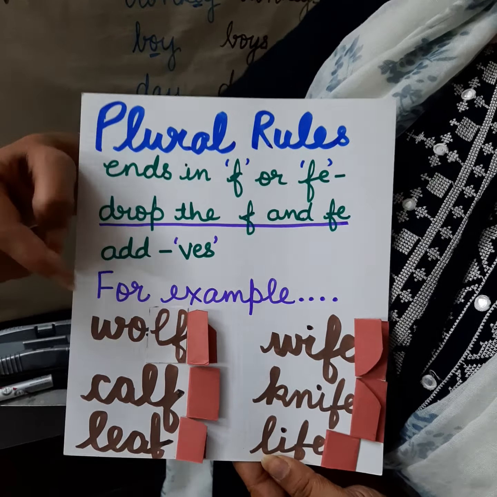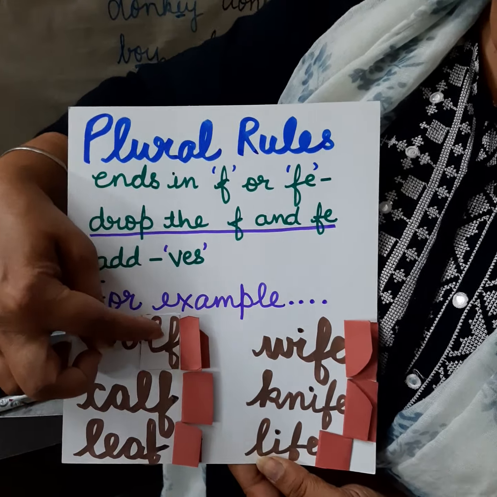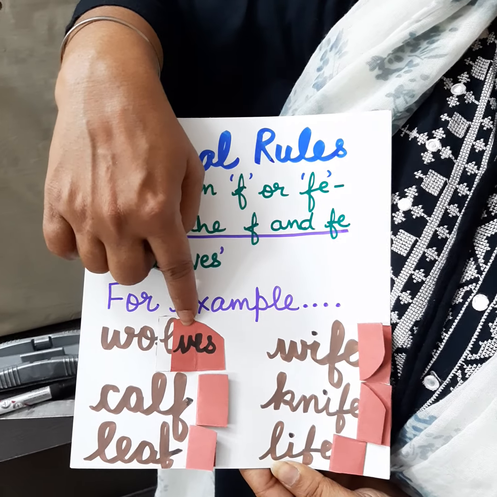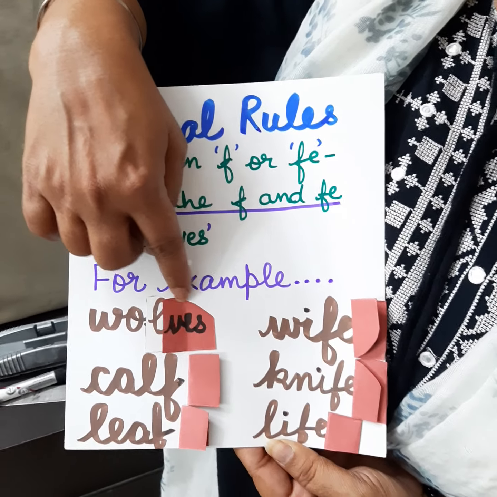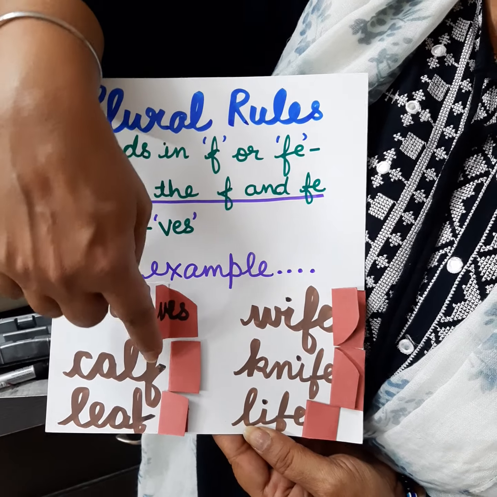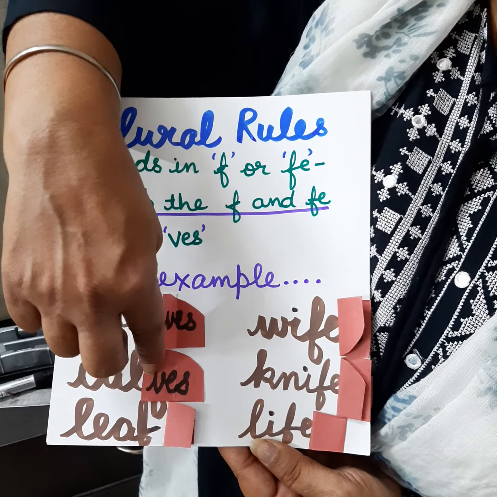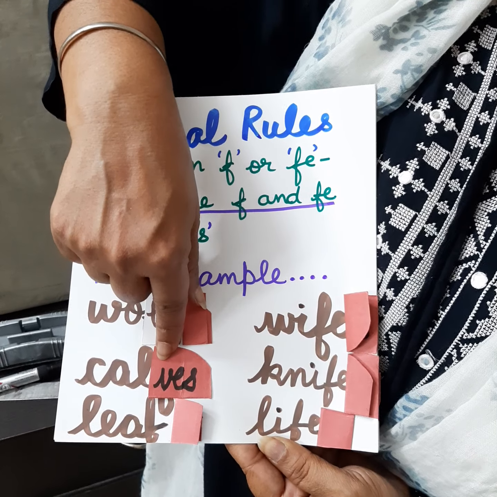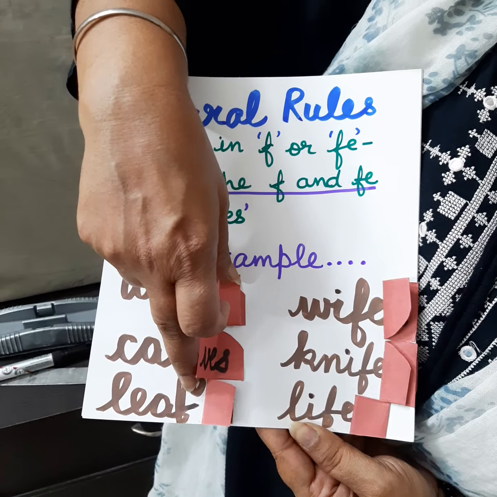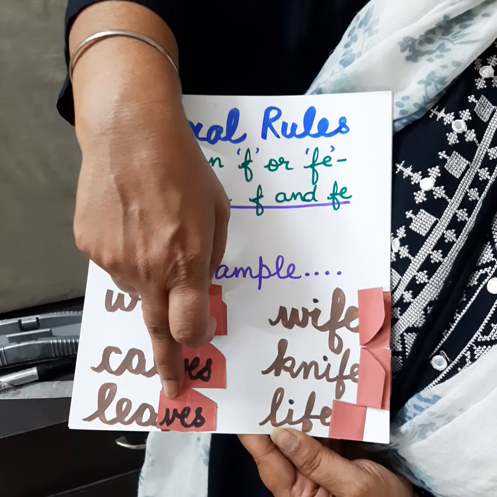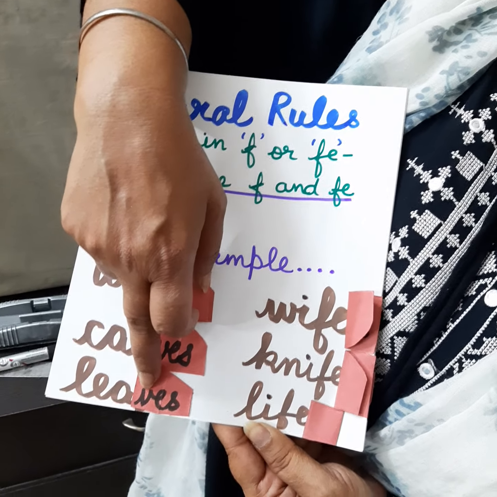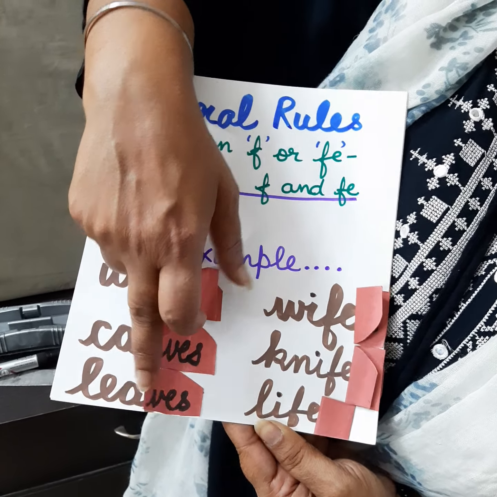Now look at here. This is wolf, which is ending with F. So to make it plural, we will replace F with VES, wolves. Now here we have calf. We will replace this F and we will write calves, and it will be a plural word now. Now the next word is leaf. Now we will replace this F and we will write VES. So it will become leaves. The plural of leaf is leaves.